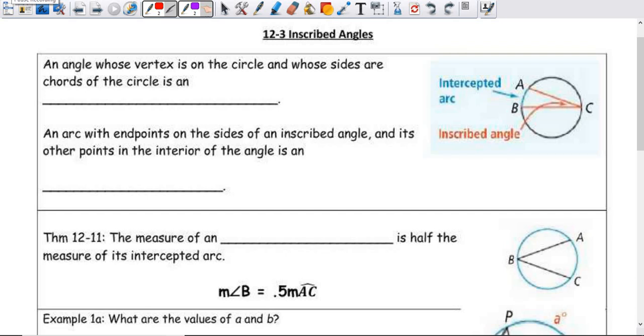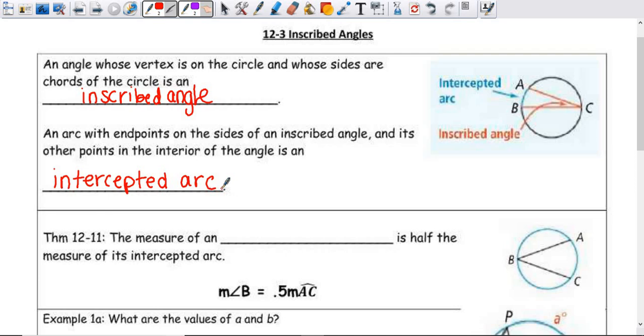All right, 12.3 is on inscribed angles. An angle whose vertex is on the circle and whose sides are chords of the circle is an inscribed angle. An arc with endpoints on the sides of an inscribed angle and its other points in the interior of the angle is called the intercepted arc. Mostly we'll be working with inscribed angles, but just so we have all of the terminology.